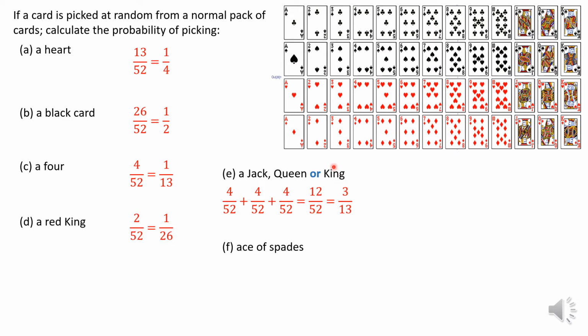An ace of spade, right? So your ace of spade is just going to be 1 here, okay? So that is just going to be 1 out of 52.